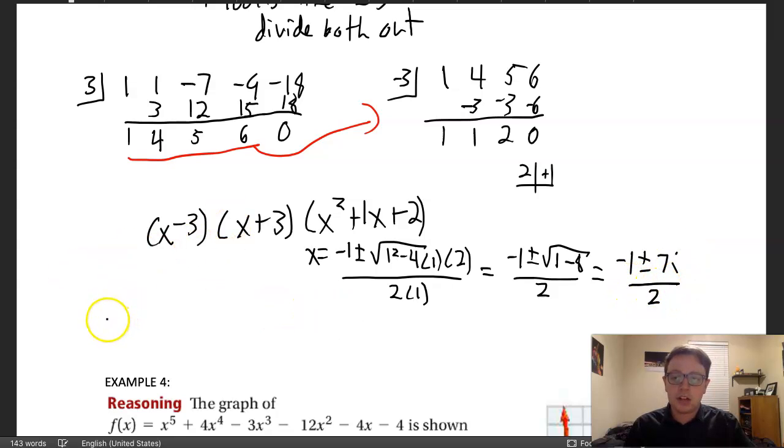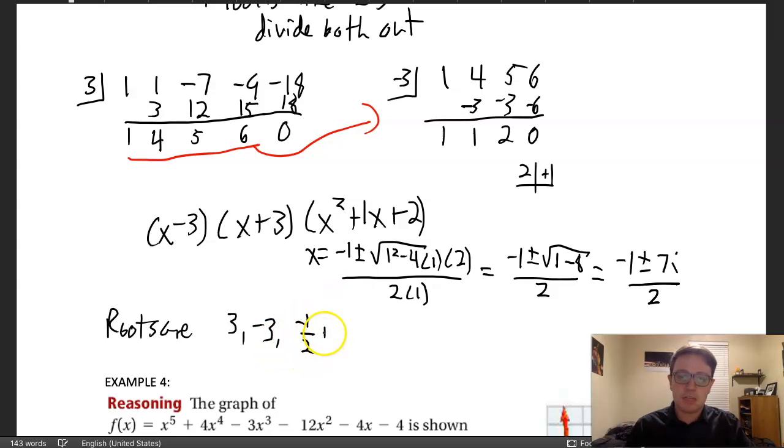What does this mean our roots are? Our roots are going to be positive 3, negative 3, and our two roots are negative 1 plus or minus 7i over 2. So that would be negative 1/2 plus 7 over 2i, or we can write it fully divided out, and negative 1 over 2 minus 7 over 2i.